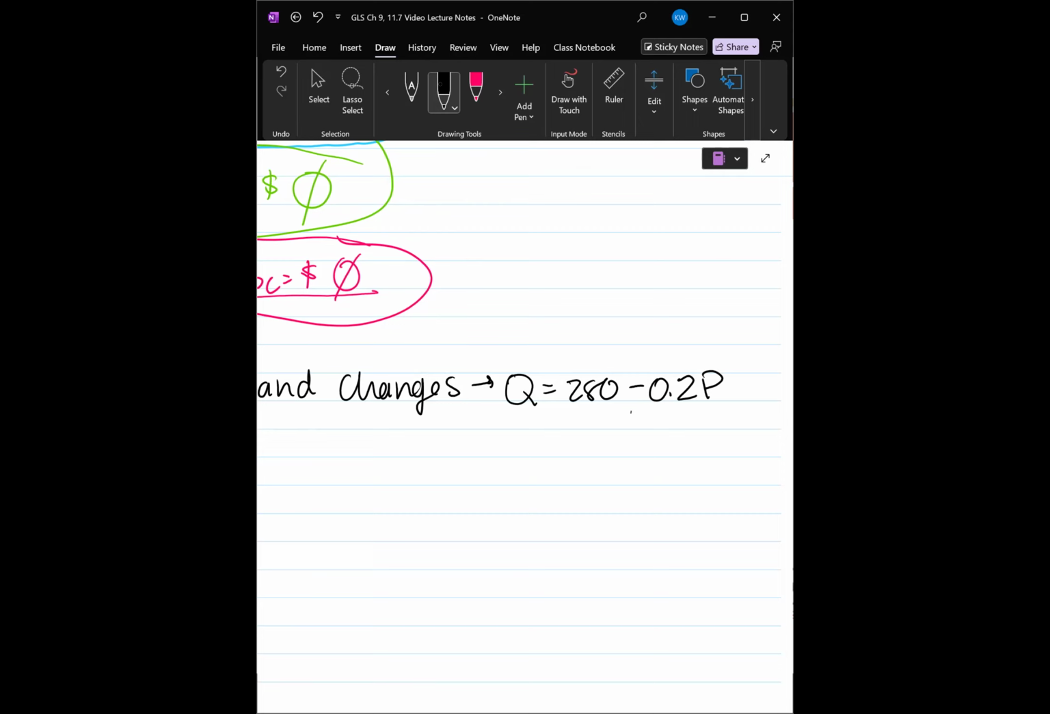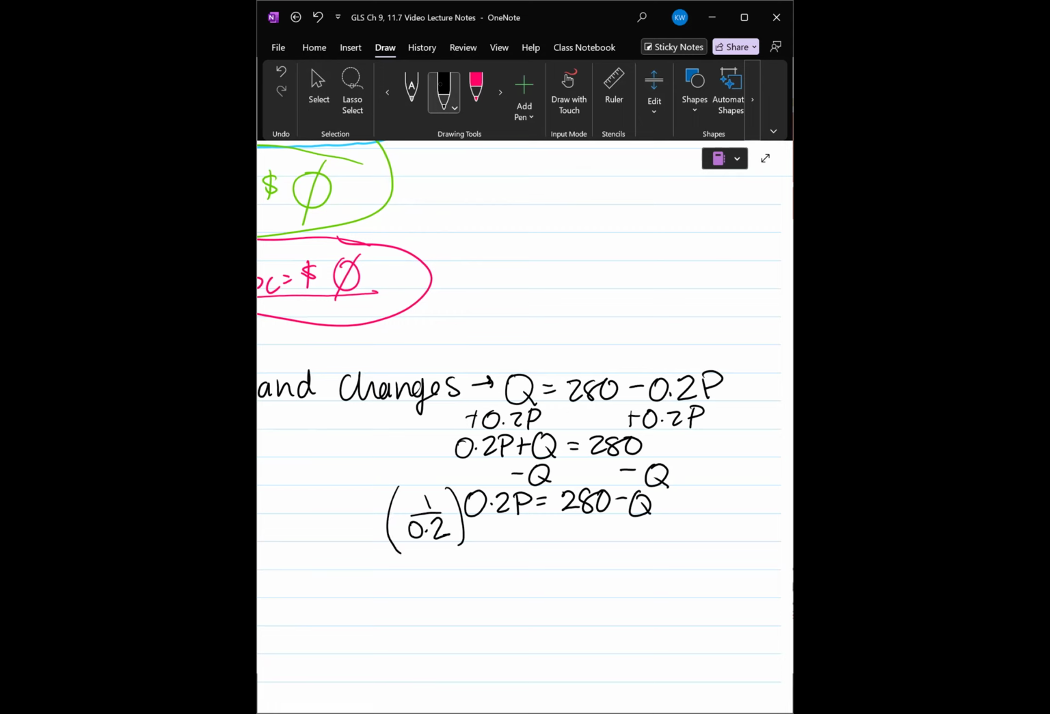We're going to solve for our inverse demand equation again. So we'll have 0.2 times the price added to both sides. That gives us 0.2 times the price plus quantity equal to 280. Then we'll subtract quantity from both sides. So we get 0.2 times the price equal to 280 minus quantity. And then we'll divide both sides by 0.2, which again is the same thing as multiplying by 5. Okay.